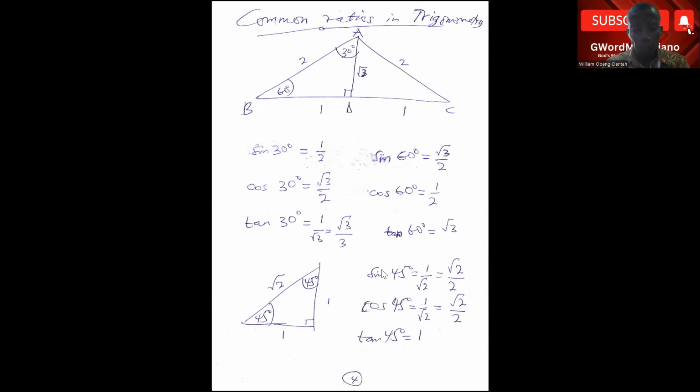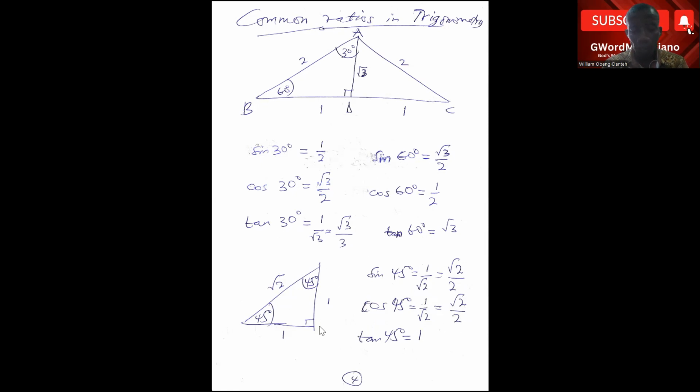So sine 45, that will be opposite over hypotenuse, so 1 over square root 2, and when we rationalize, 1 times root 2 will be root 2, and then root 2 times root 2 will give us 2, so we get square root 2 on 2. Cos 45 will also give us the same thing, that will be adjacent, that is 1 on square root 2, so we rationalize it, we get root 2 on 2.